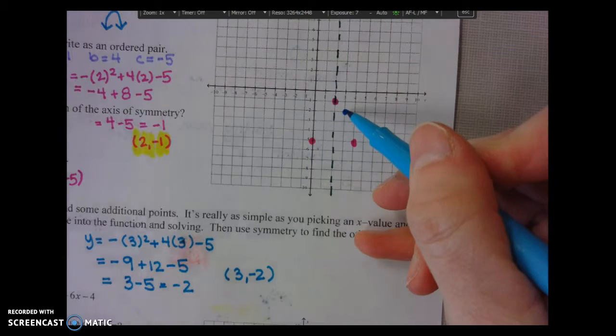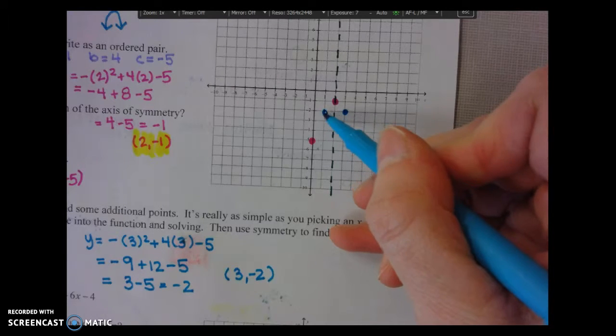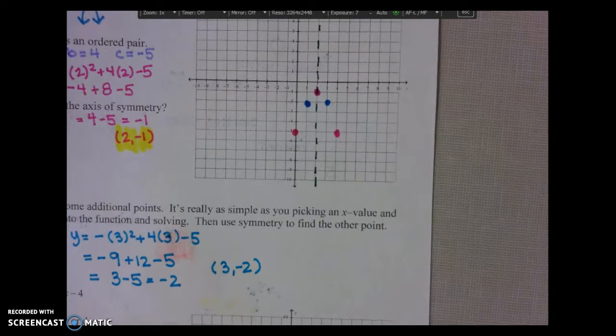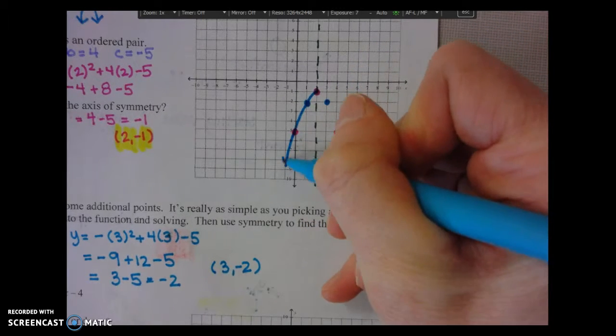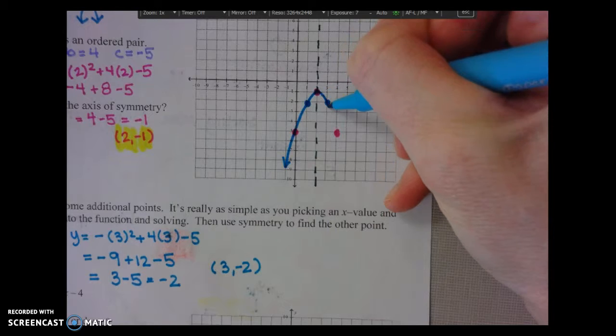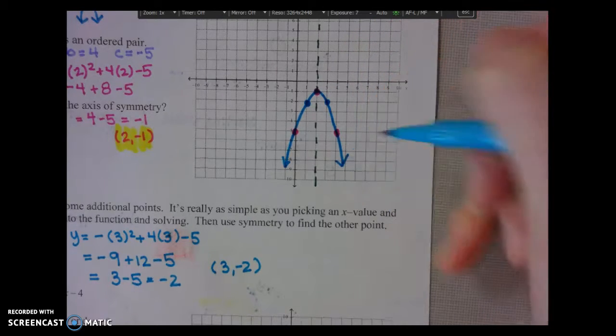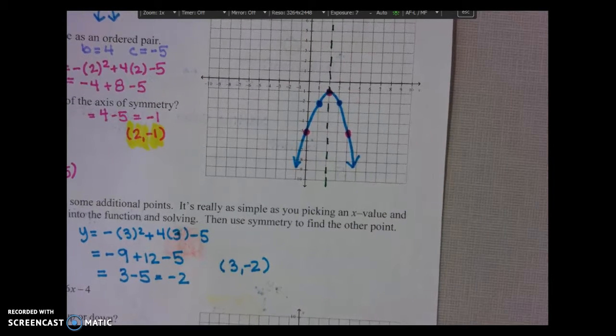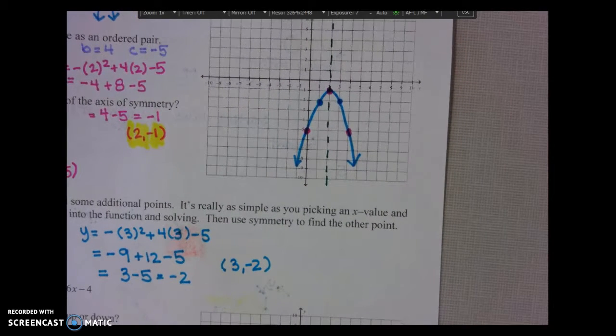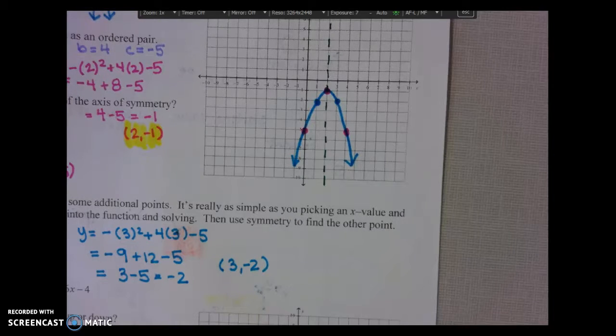And we're going to use symmetry to get the other point, 1 away on the other side. Okay. Arrows on the ends, nice U-shaped curve. Your graph should not look like a V. It should look as much like a U as possible, and then life will be good.